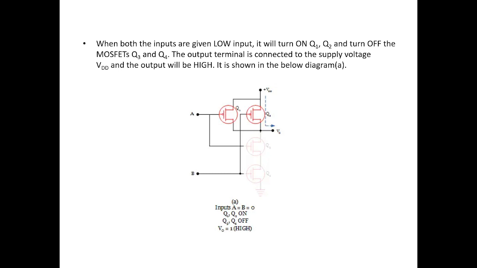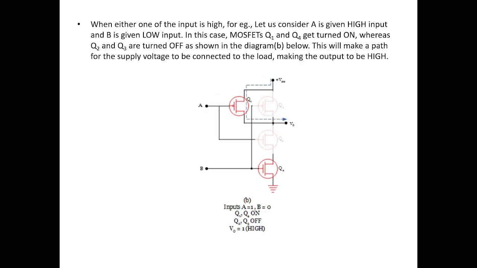So, this we can clearly show in the circuit diagram, that is the truth table is also displayed below. Next case, when either of the input is high, for example, let us consider A is given high input and B is given low input. In this case, the MOSFETs Q1 and Q4 will turn on, whereas Q3 and Q2 will turn off.